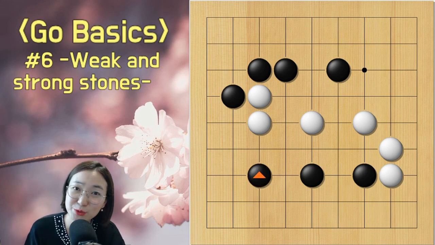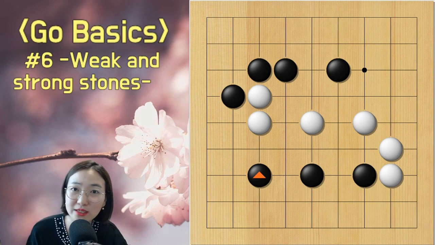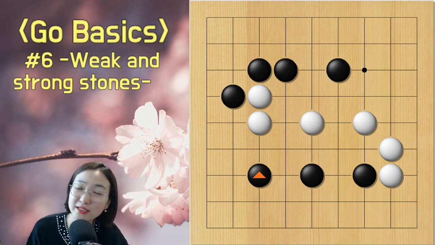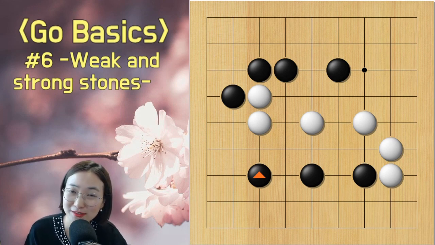Alright, how was today's lesson? Today we learned about weak and strong stones. If a stone is surrounded and has little space to move, keep in mind that you should invest one more stone to defend the weak stones. So next time when you play Go, attack your opponent's weak stones while defending your weak stones.